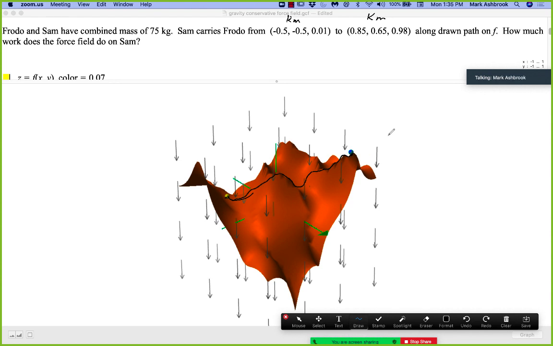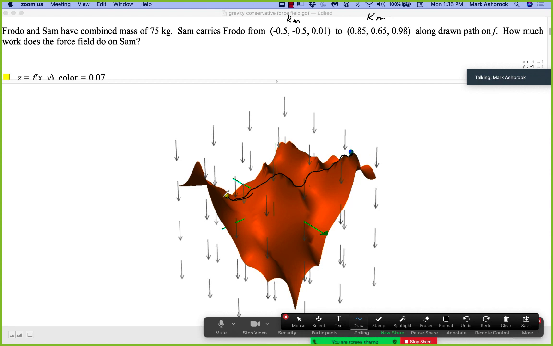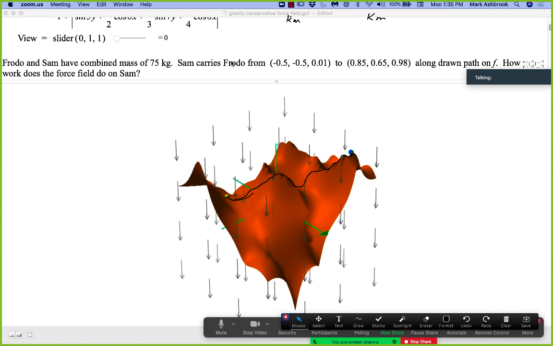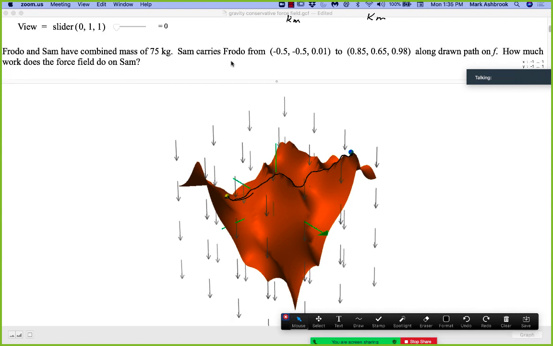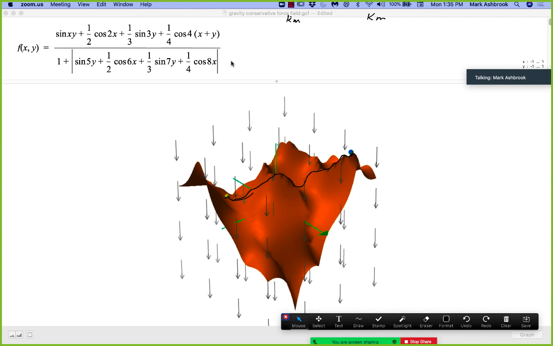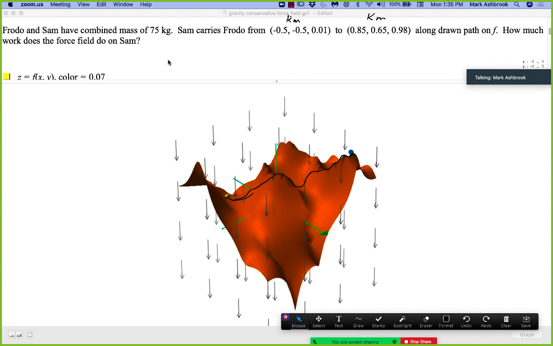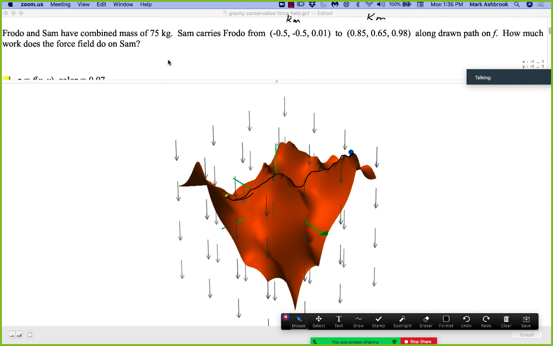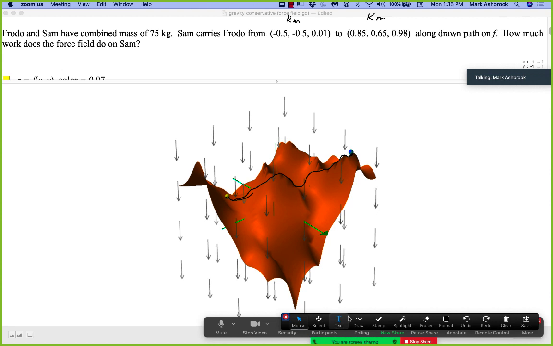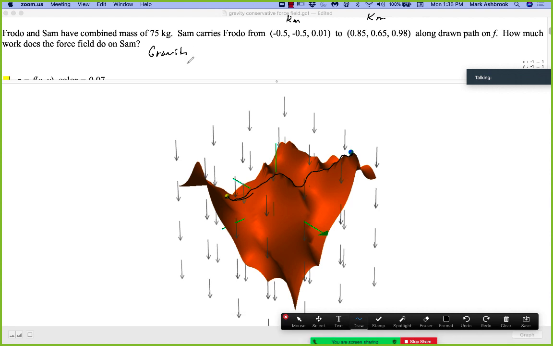Okay, and why does it take work? Because they are in a force field, which is the field of gravity. So the path will be along this multivariable surface, and the field is the one I'm showing with the black vectors, which is the gravity force field. I'll call that F, and that's a three-dimensional vector field.